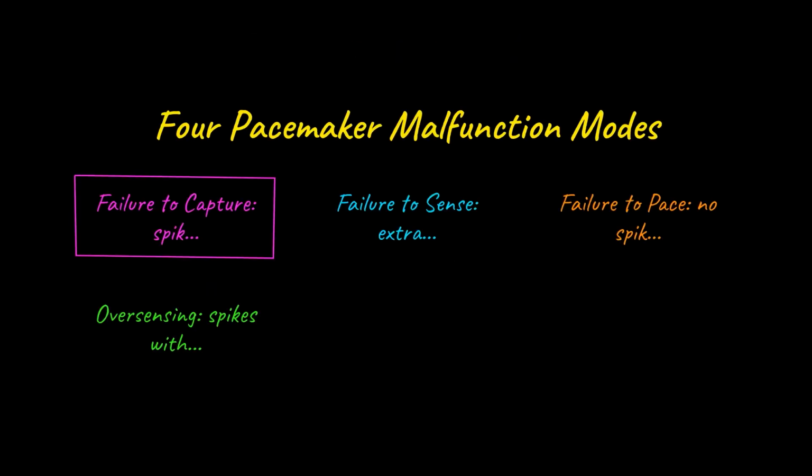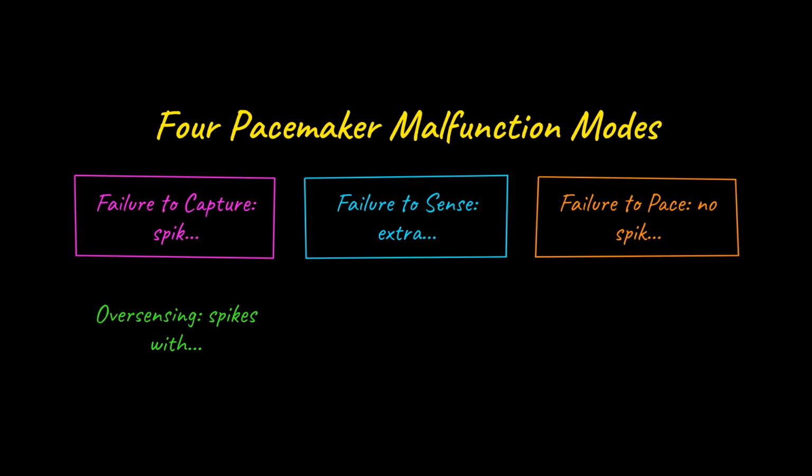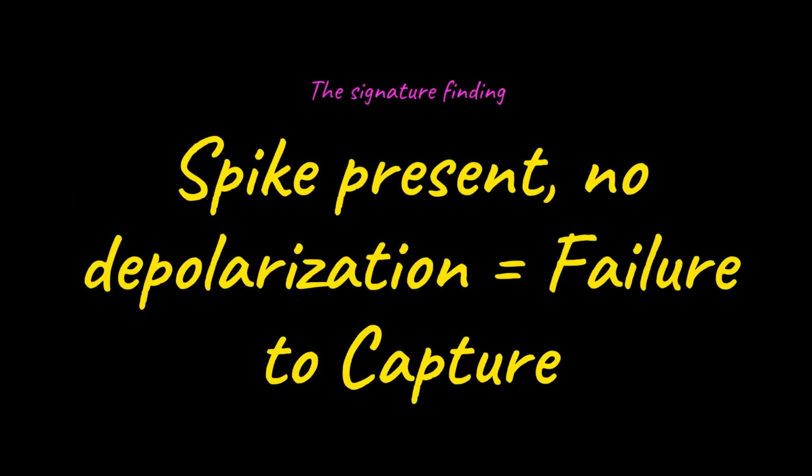Exam questions hinge on distinguishing four malfunction modes. Failure to capture has spikes but no response. Failure to sense produces extra spikes on native beats. Failure to pace means no spike appears at all, and oversensing causes spikes to be incorrectly withheld. The key discriminator is always which element is missing or extra. A visible pacing spike with no following QRS, or no P wave for atrial pacing, is the defining signature of failure to capture every time.